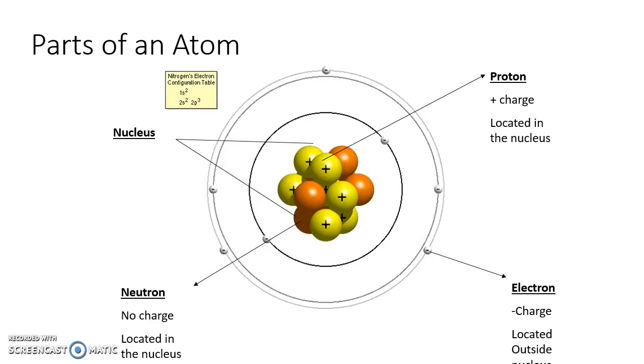Now we have our parts of the atom. At the center we have the nucleus, and in the nucleus we have our protons and our neutrons. The protons have the positive charge, so remember P for proton, P for positive, and then our neutrons, as the name implies, are neutral or have no charge. Outside the nucleus is where we have our electrons, and those have the negative charge.